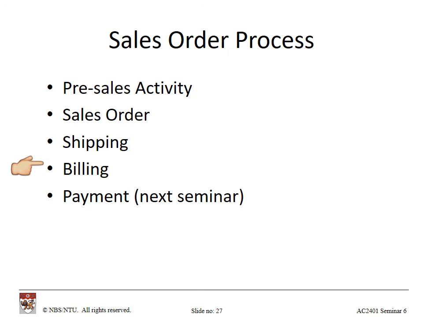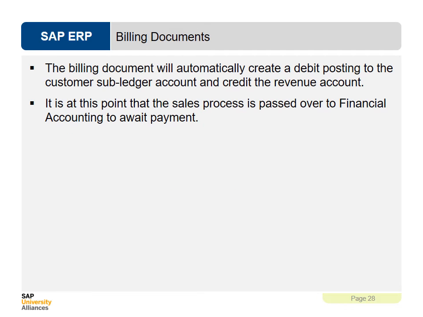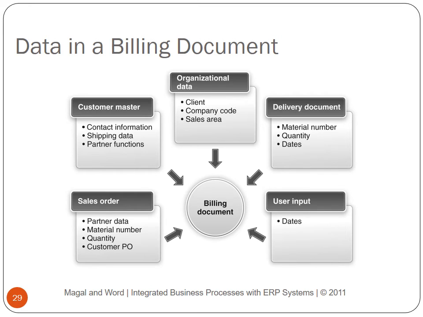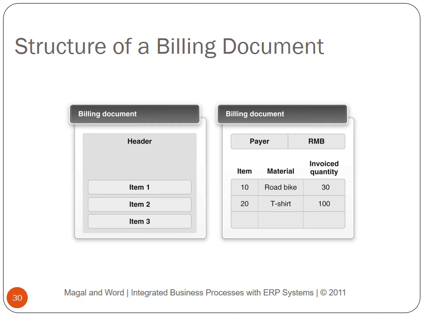Next, billing. The billing document automatically creates a debit posting to the AR subledger account and credits the sales account. It is at this point that the sales process is passed over to the financial accounting team to collect payment. These are the data contained in a billing document. This is the structure of a typical billing document.